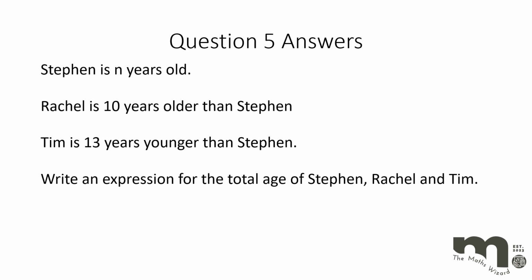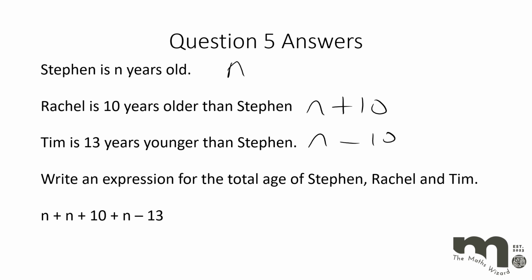And a bit trickier on this one, we've got a bit more involved now. So it's asking you to write an expression for the total age of all 3 of them. Well, to do that, you can start by writing a long expression like this. And what I would always say to help you with questions like this, after each sentence, write down the algebra that's being given to you. So we're being told that Stephen is n just there, Rachel is n add 10, Tim is n take away 13, and then you can start to put that together.